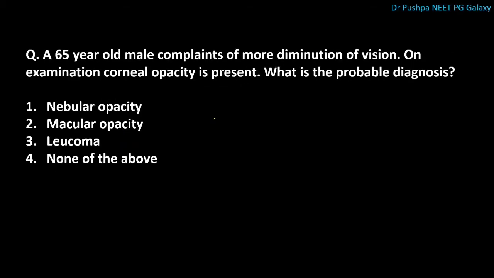Next question is, a 65-year-old male complains of more diminution of vision. On examination, there is corneal opacity. What is the probable diagnosis? The correct answer is nebular opacity. There are 3 types of corneal opacity. One is nebular, macular, and leucoma.